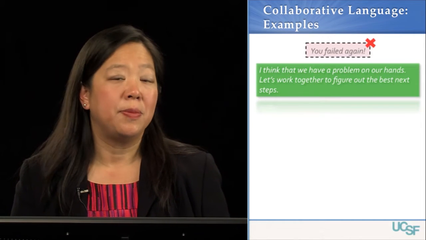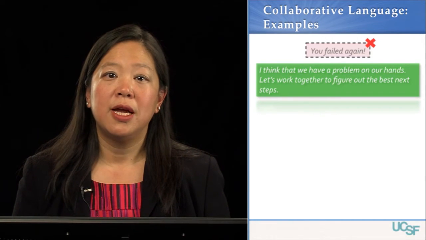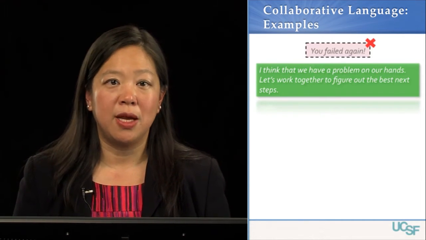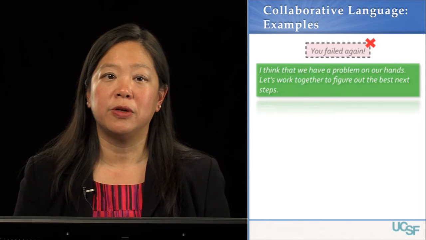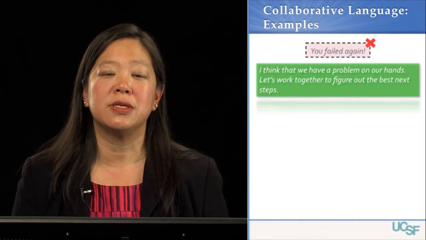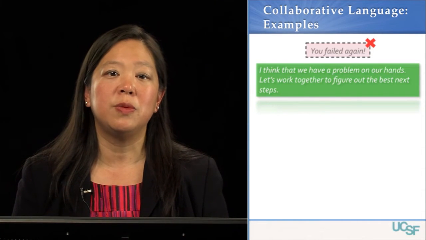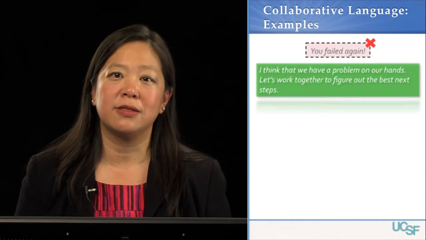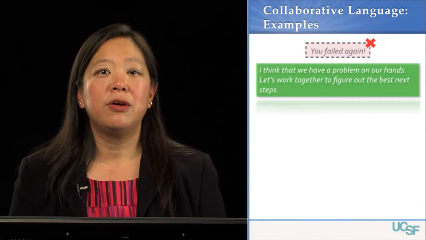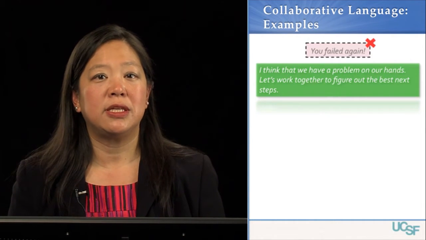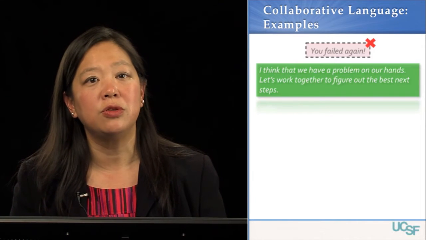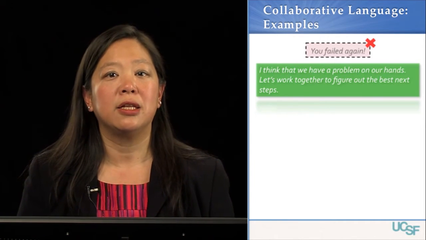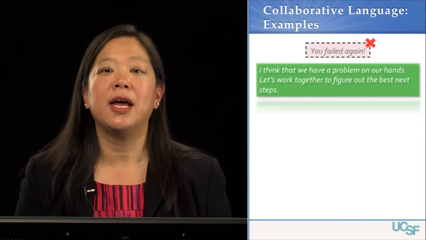First, it starts out with an opinion that's owned by the speaker, saying they believe a mistake has been made. Next, rather than saying "you failed again," which suggests blame, fault, and makes it really hard for the other person to save face, it highlights that the two people together have a problem on their hands. They are on the same side of the table. Stating "let's work together" conveys a sense of camaraderie to work towards a solution. This is highly collaborative in both sharing the problem and the solution.